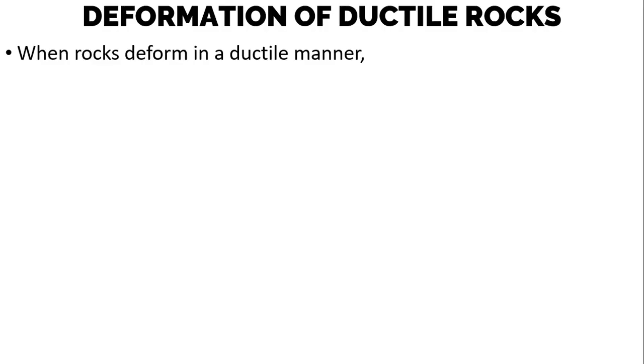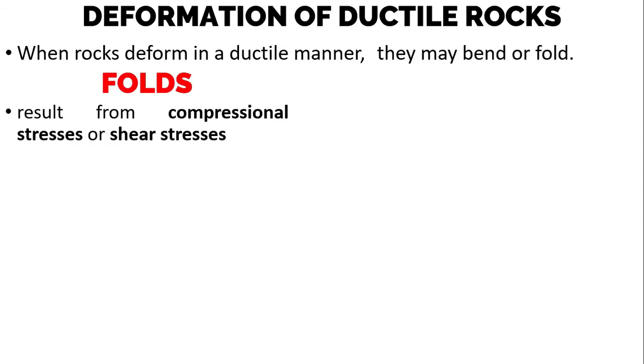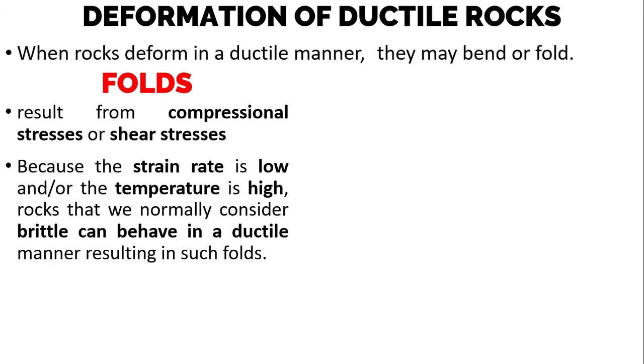When rocks deform in a ductile manner, instead of fracturing to form faults or joints, they may bend or fold. Faults result from compressional stresses or shear stresses acting over considerable time. Because the strain rate is low and/or the temperature is high, rocks that we normally consider brittle can behave in a ductile manner. So again, for brittle rocks to behave in a ductile manner, the strain must be low or the temperature must be high.